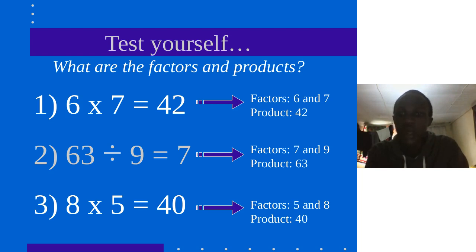Our next one is 63 divided by 9, which is equal to 7. So its factors are 7 and 9 and the product is 63. If you multiply 9 times 7, you will get 63. 8 times 5: the factors are 8 and 5 and the product is 40.